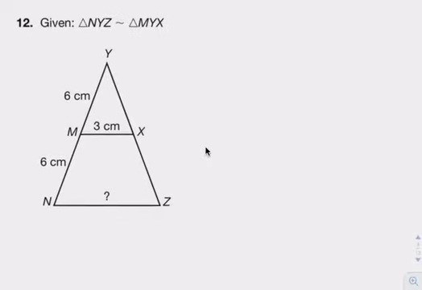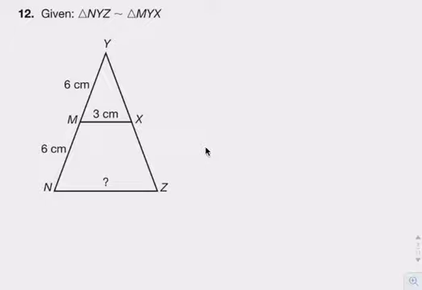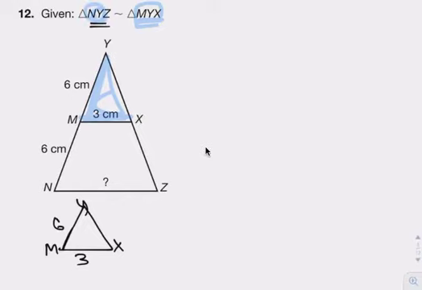So if you're having a hard time with this, the best thing to do is to draw the little shape you see first. This one here, just a little piece. And label it M, Y, X. You see that? MYX. So that's 6 and that's 3. And this other triangle, they label N. You see? It's the bigger one. And they label N, Y, Z.